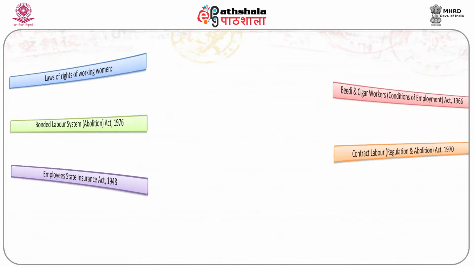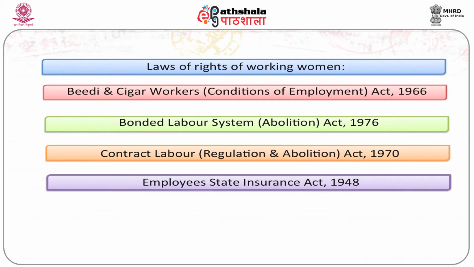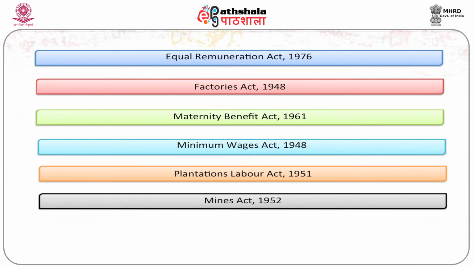Like long back we had the Beedi and Cigar Workers Conditions of Employment Act that was implemented in 1966. We have the Bonded Labour System Abolition Act in 1976. We have the Contract Labour Regulation and Abolition Act of 1970. We have the Employees State Insurance Act of 1948, and parallelly we have the Equal Remuneration Act which came in 1976.